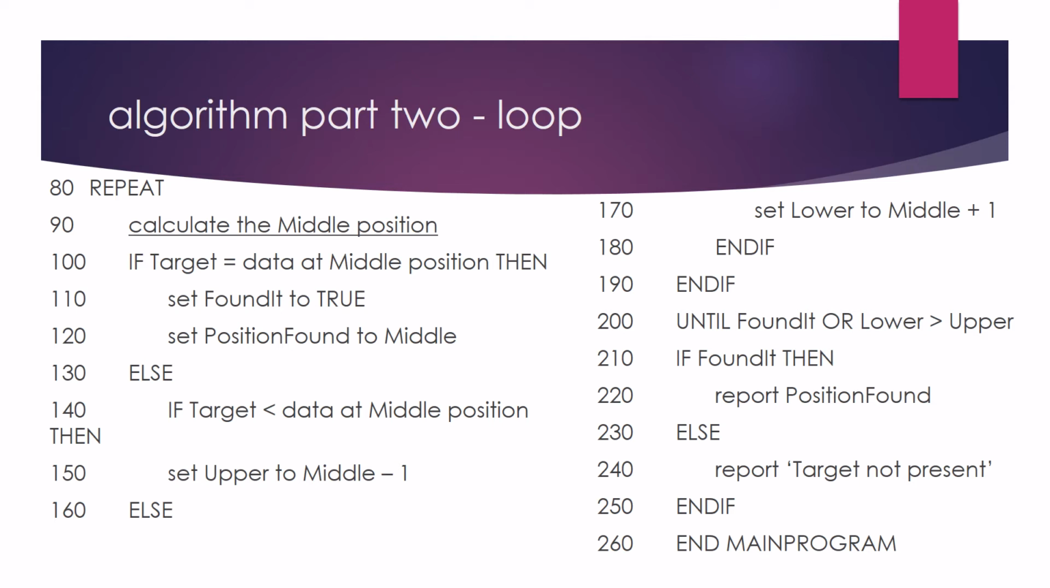Now in the second part, this is quite complicated, but it's actually quite simple. Again, the numbering continues from the previous. It's saying calculate the middle position. The first thing we'll notice about that is that it is a subroutine. The underline defines a subroutine. We'll come to that in just a moment.